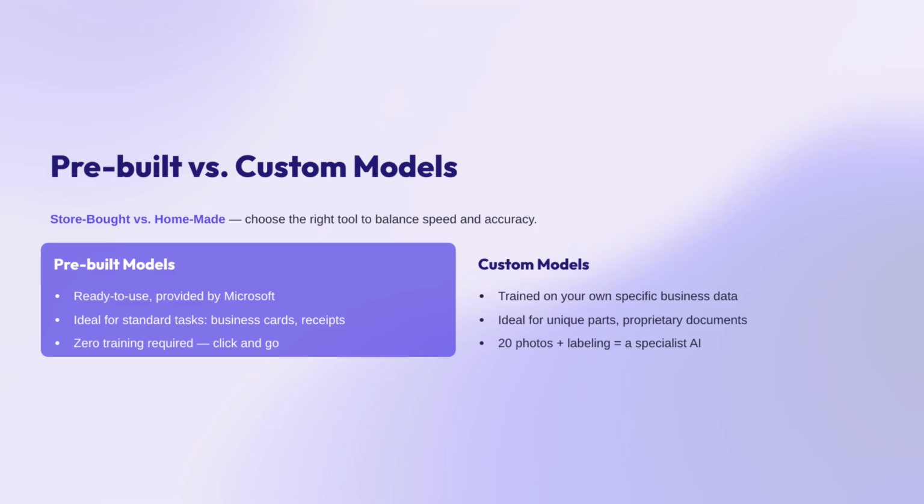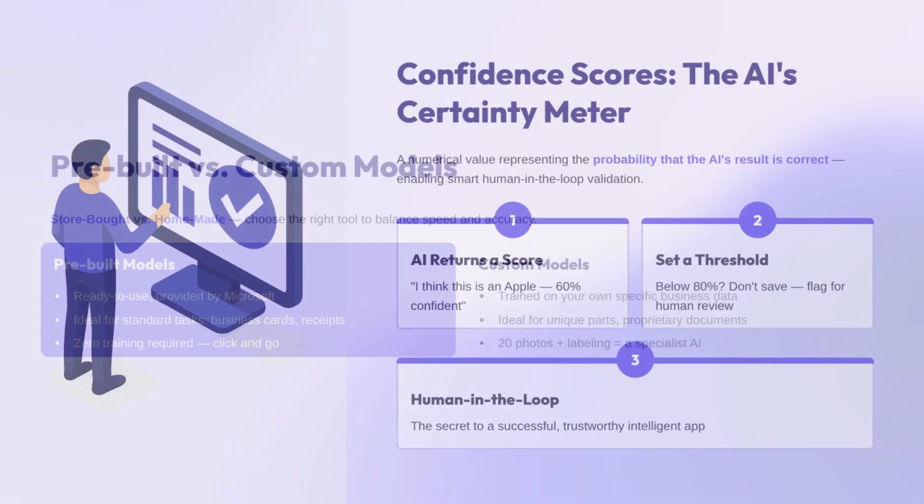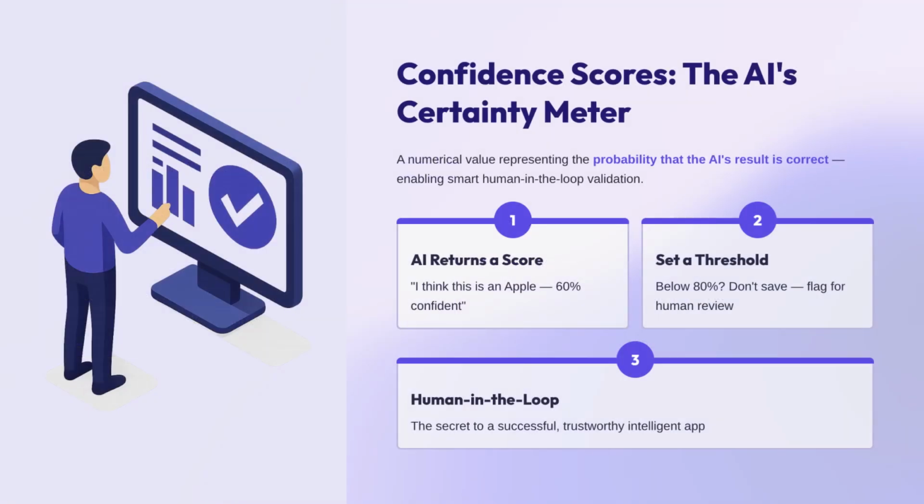So, now that we've mastered how to pick and train our AI helpers, you might be wondering how we ensure that the AI isn't making mistakes or hallucinating things that aren't there. Well, that brings us right into our next step, which is confidence scores and data validation. Finally, we reach confidence scores. This is a numerical value returned by the AI model that represents the probability that the identified result is correct, allowing the app to trigger human review if the score is too low.